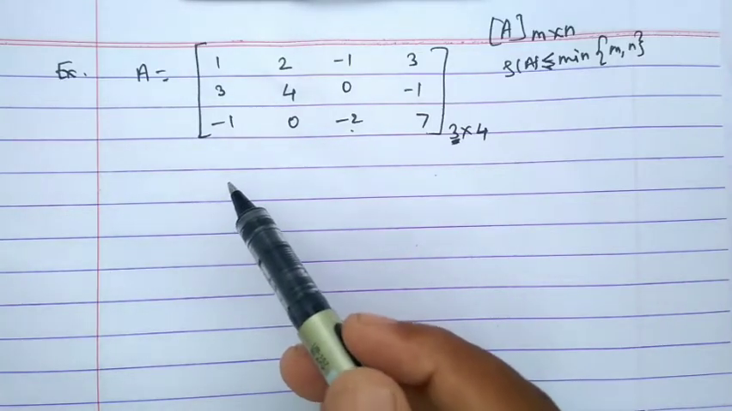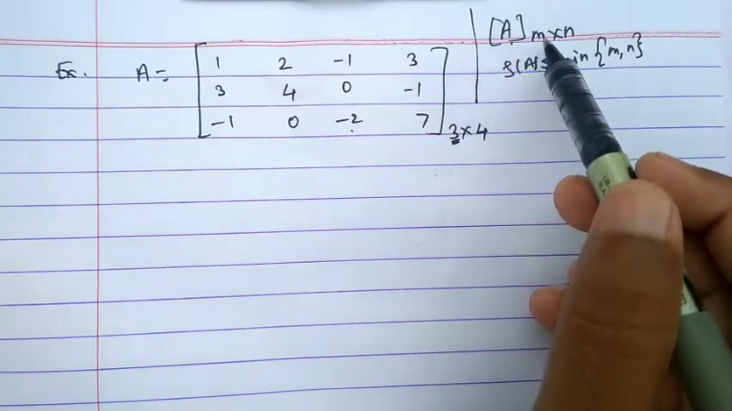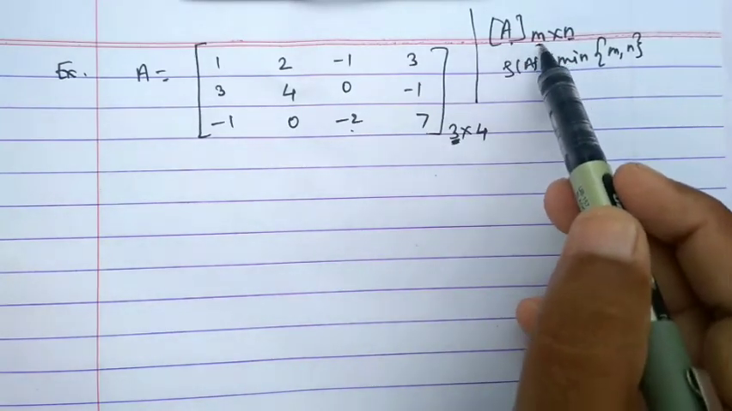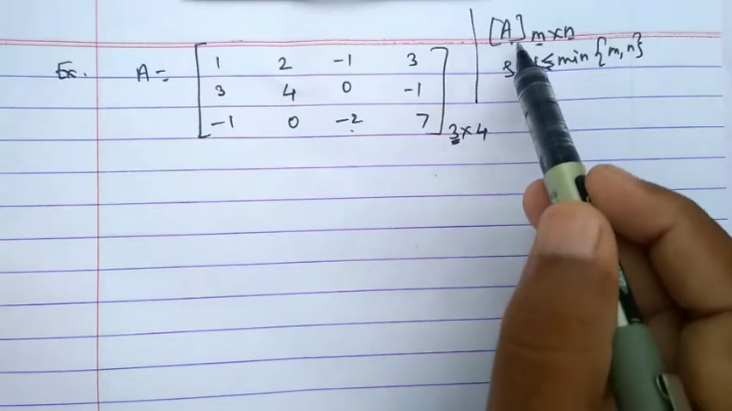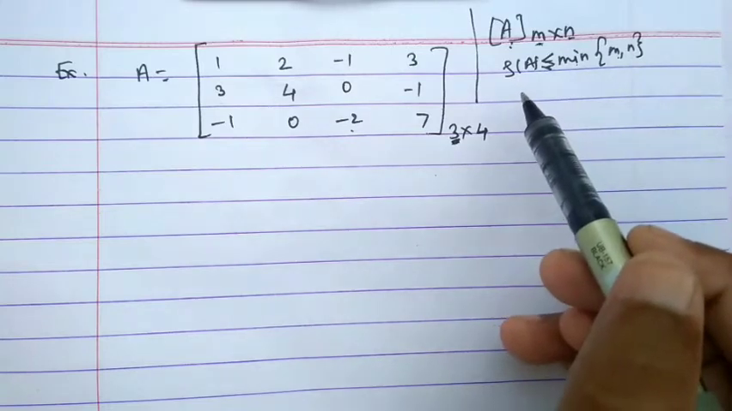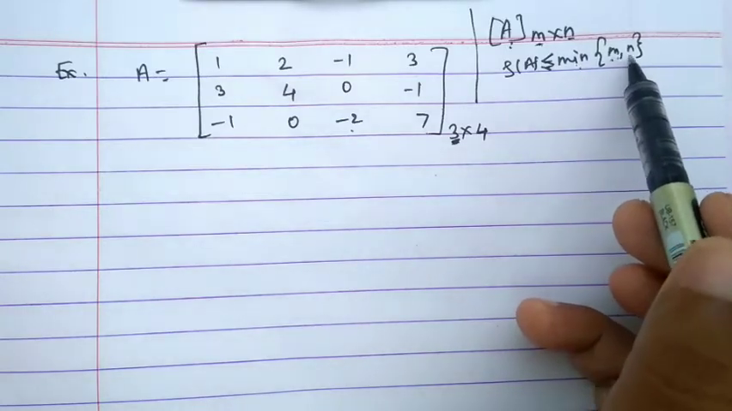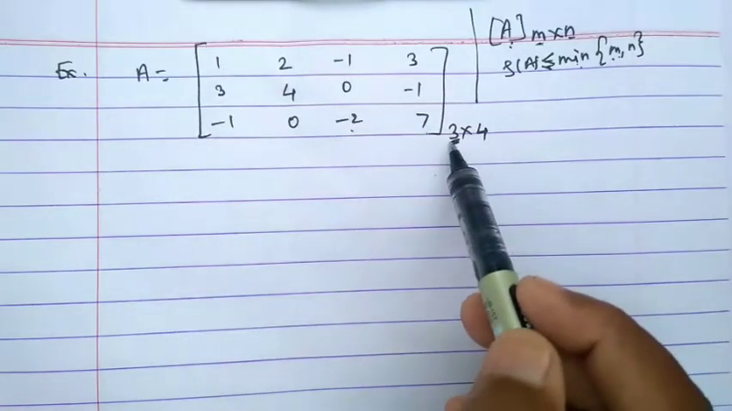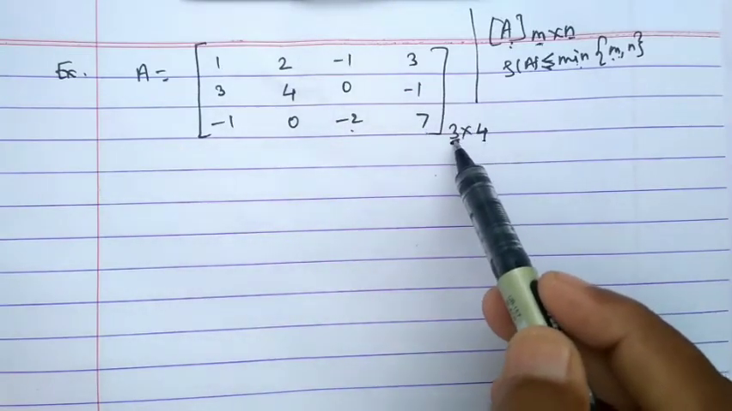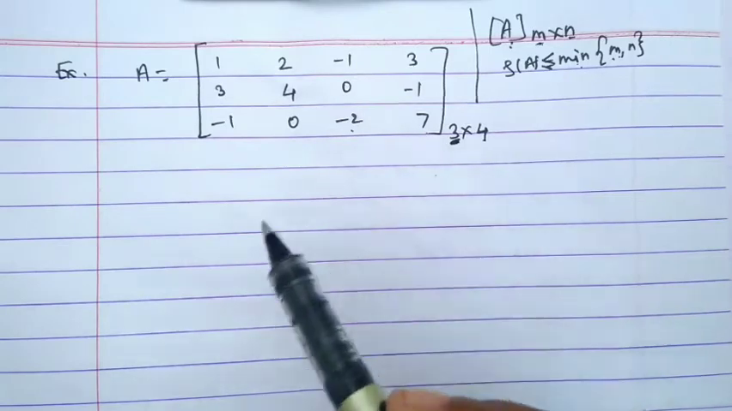Now, before finding the rank, let us state one concept. If there is a matrix A having order m cross n, with m rows and n columns, then the rank of this matrix A is always less than or equal to the minimum of m and n. So the rank of the matrix is less than or equal to the minimum of the number of rows and the number of columns. Here the number of rows is 3 and the number of columns is 4. What is the minimum of 3 and 4? It is 3. So the rank of this matrix is less than or equal to 3.